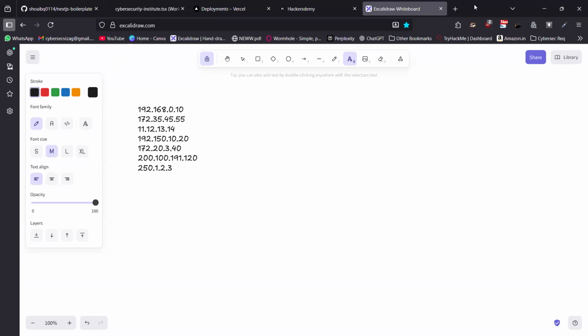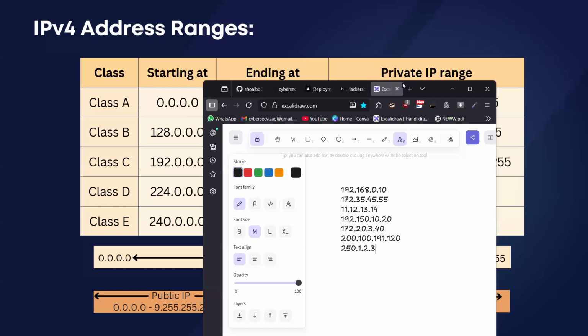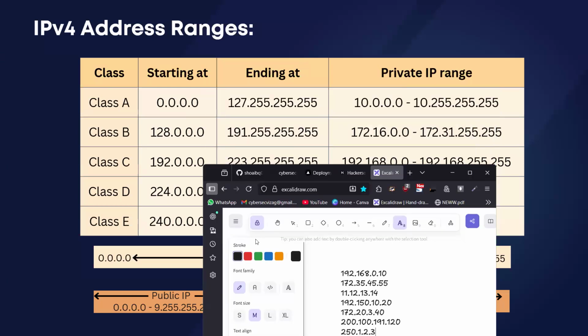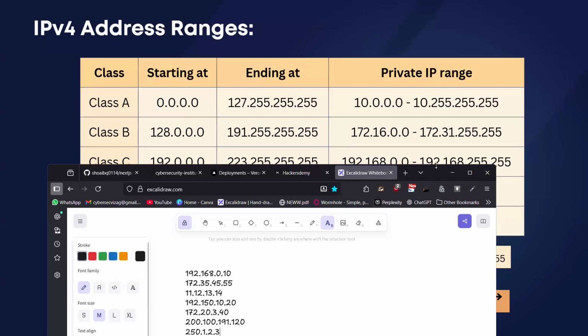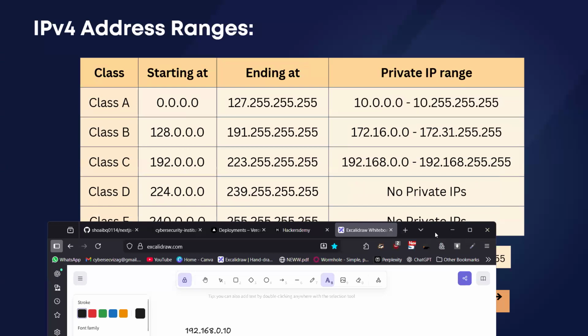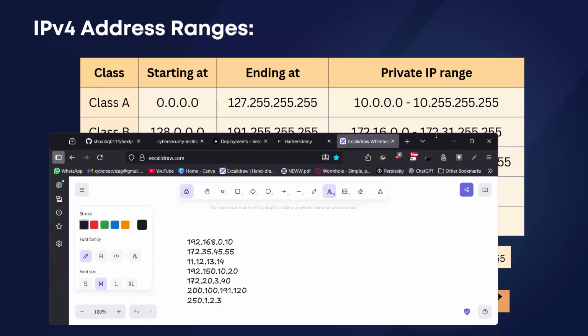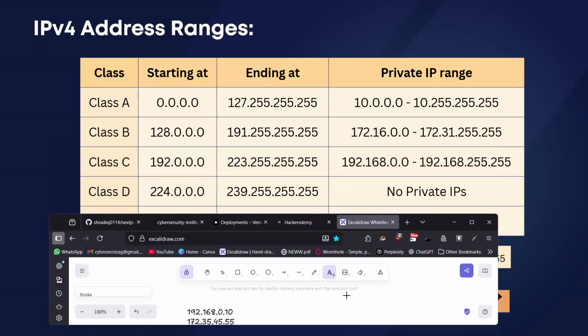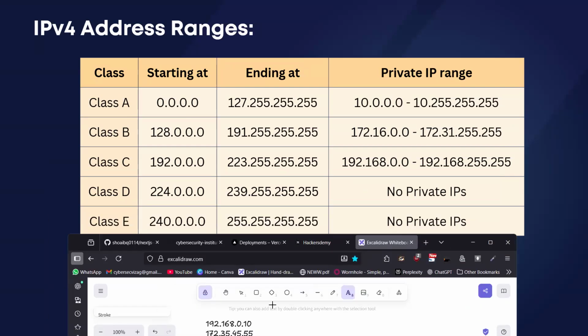Now looking at these IPs, if I have to figure out which IP belongs to which class and whether they are public or private IPs, it's a very simple procedure. All I have to do is check first which octet they belong to. So if you take the first IP here, which is 192.168.0.10, when you look at the first octet, it is 192. Where is 192 falling under? It is class C. So this is class C.